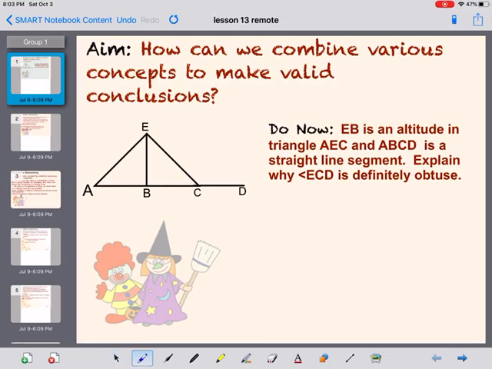Okay, so I'm going to mark that. Altitudes form right angles, so that's how I mark it in the picture. And ABCD is a straight line segment. Explain why angle ECD, so I'll mark it over here, is definitely obtuse.